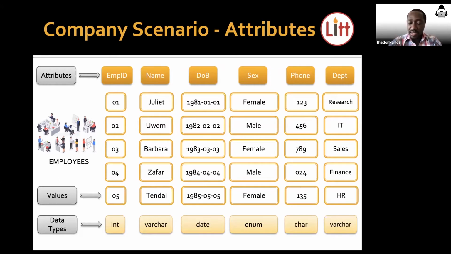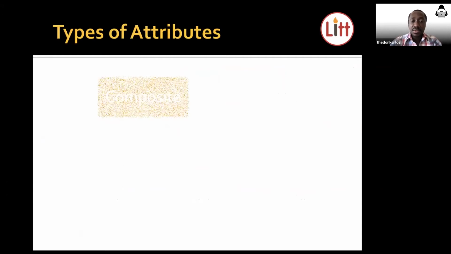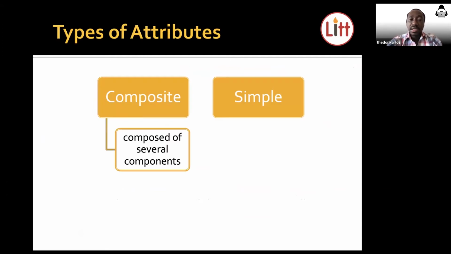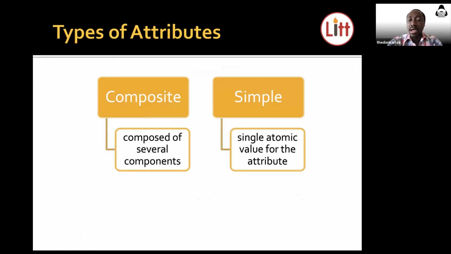Now let's look at some types of attributes. The first one that we'll be looking at will be the composite and the simple attribute. Composite attributes are composed of several components, whereas simple attributes are single or atomic, or they cannot be broken down. Composite can be broken down into simple attributes. An example of composite attributes would be name.